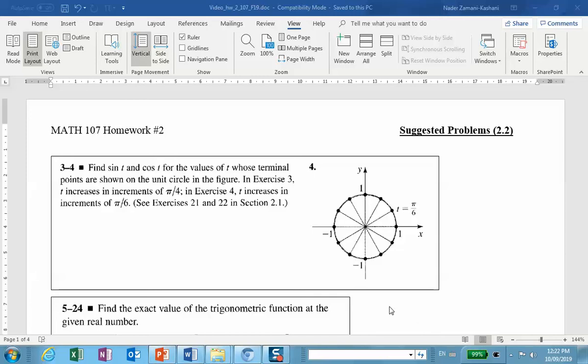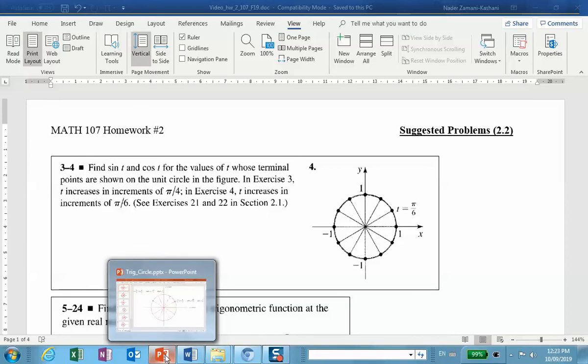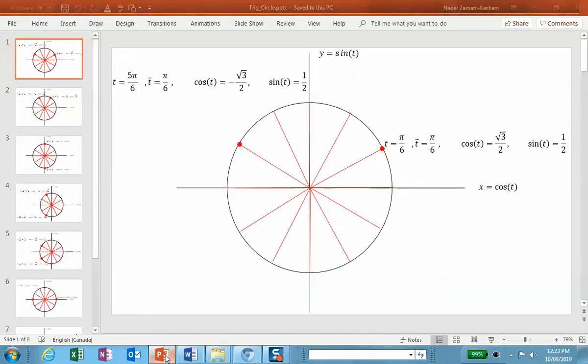Okay, hi folks. This is the solution for homework number 2, and I'll do it in several segments, as in the first homework. The first problem that we have here, problem number 4, I have used a PowerPoint, which makes it easier to see what's going on. Okay, so let's see.